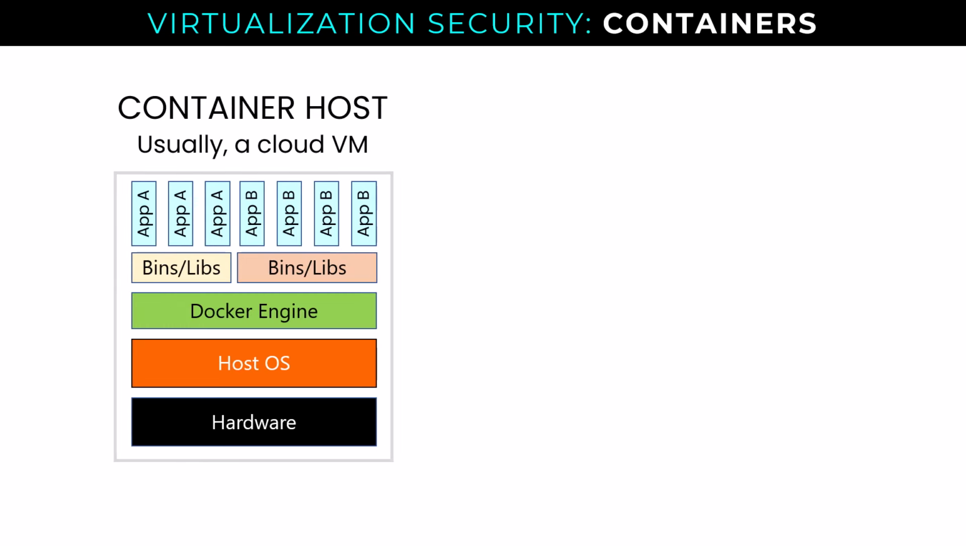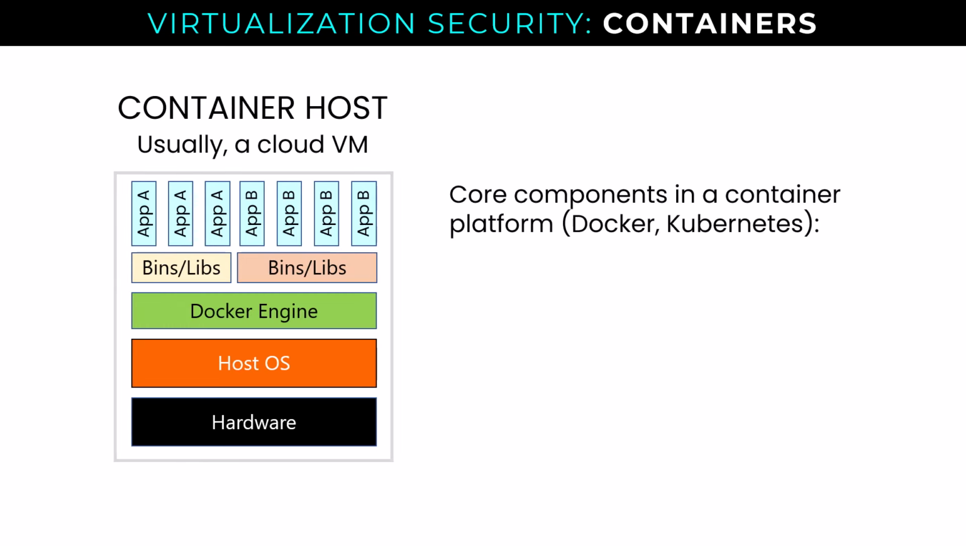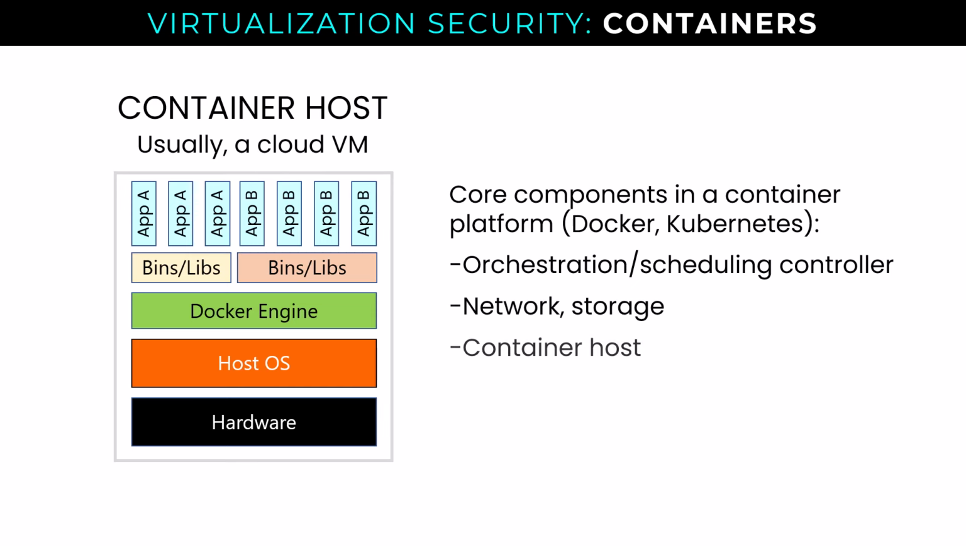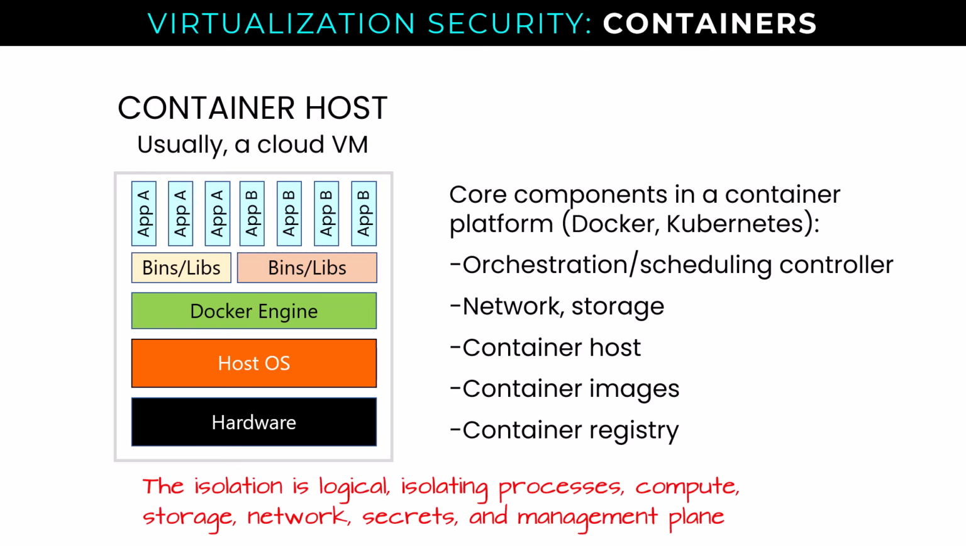So just unpacking that a bit further, a container platform like a Docker or a Kubernetes needs orchestration, basically a scheduling controller, network and storage, the container host, which is the hypervisor server, the hypervisor host, container images. Think of container images as the equivalent of virtual machine templates, and then a container registry, a place where we store our container images. But as you can see in the diagrams here, the isolation is logical, isolating processes, compute, storage, network, secrets, and the management plane on the whole.